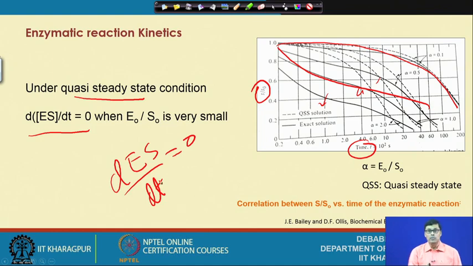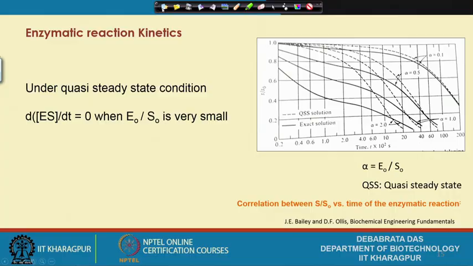Now, what do you mean by quasi steady state condition? Quasi steady state condition means it tends to steady state. It is not exactly steady state, but the situation is going towards steady state. That is called quasi steady state.